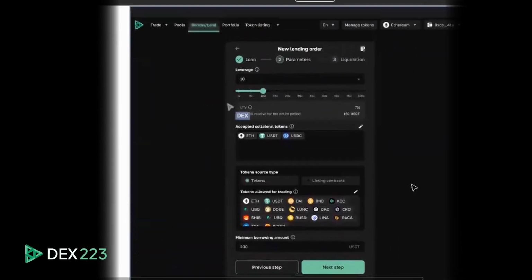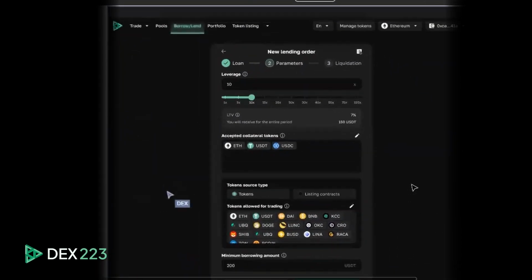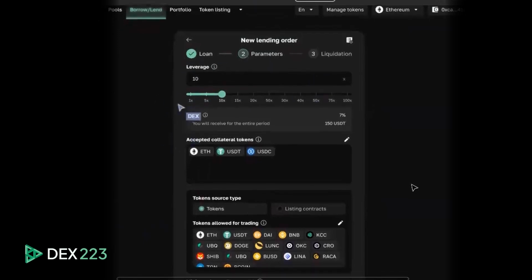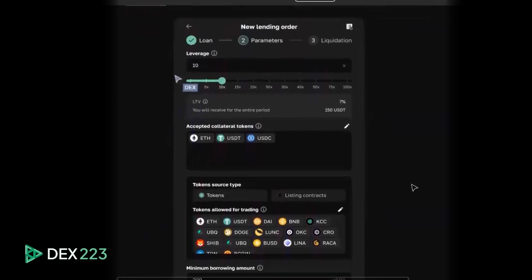This is also the lending order creation menu. It's actually a three-step process. Here, the lender will be able to determine the leverage for the borrower. It is important to note that this is not actually the leverage that the borrower will use. This is the upper bound for the leverage which is allowed. And leverage is the ratio between the amount of collateral and the amount of funds that will become tradable after the borrower takes funds from the lending order.